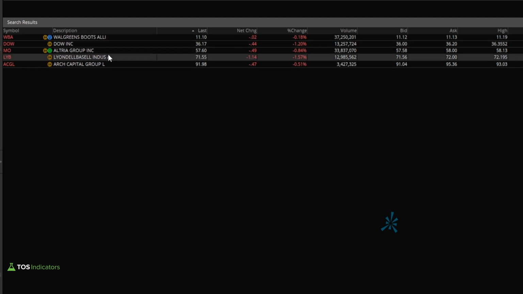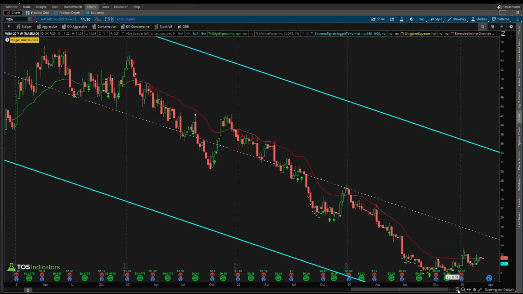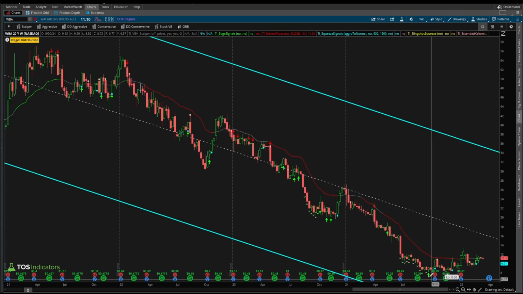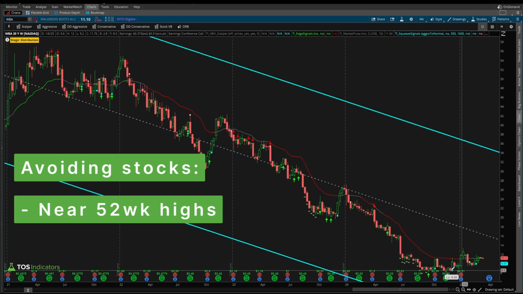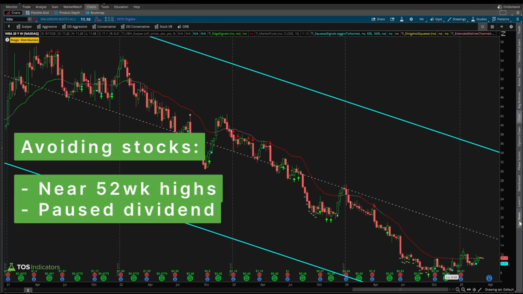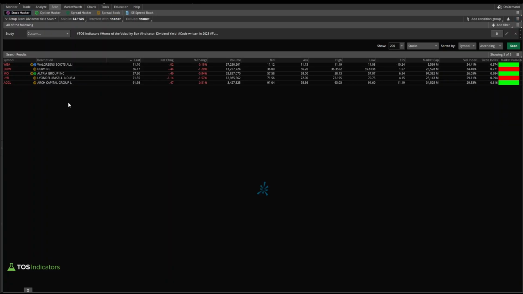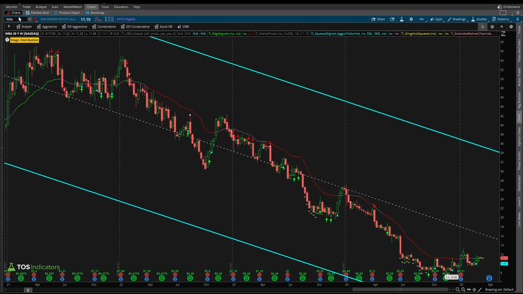We have Walgreens, Dow, Altria Group, tobacco stock, which we know is known for good dividends, LYB, and then ACGL. Let's start with Walgreens first. If you remember, we had said we want to focus on stocks in which we haven't made new 52-week highs. That's surely not the case here. The first dividend should have already kicked in by February inside of Walgreens. We're not seeing that, which tells me that Walgreens has most likely halted dividends without even digging into the news history here. So Walgreens is a stock that I'm going to skip. Move on next to Dow.